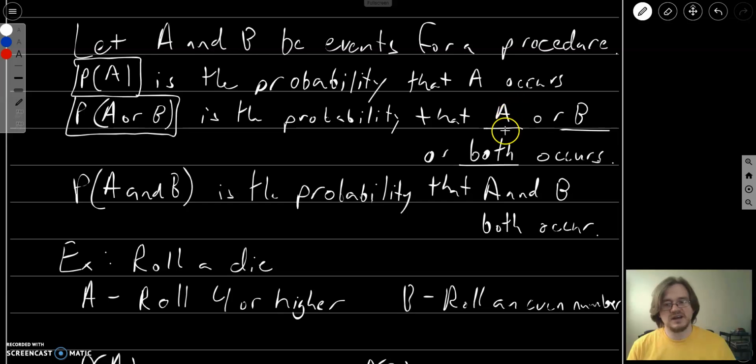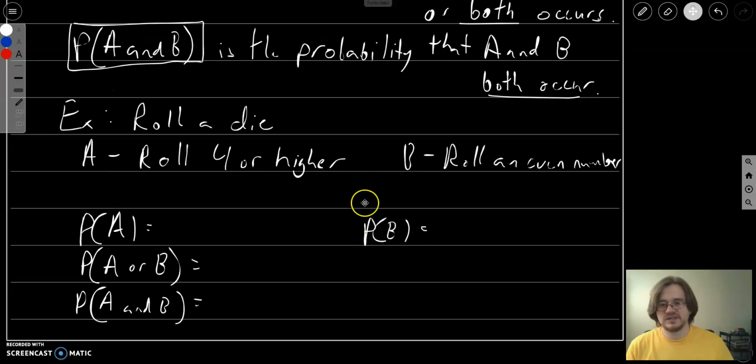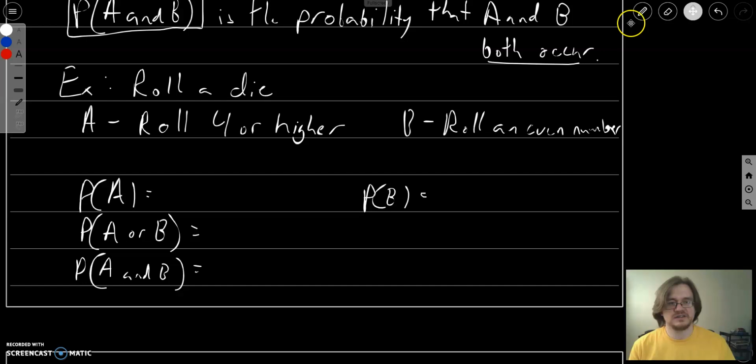So the probability that A or B, the probability that either A happens or B happens, or they both happen. Now, the probability that they both happen, we can write that individually as well. So this is the probability that A and B occur, meaning they both occur at the same time. So we'll have some tricks for calculating these. But for the moment, let's just do an example that'll be fairly simple.